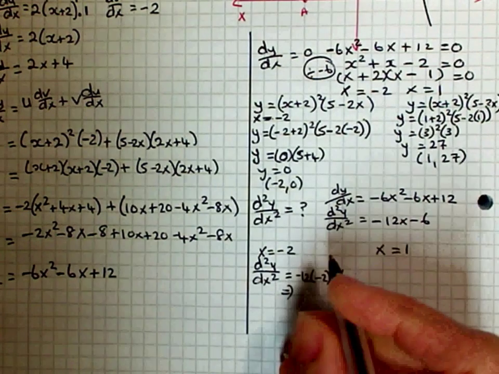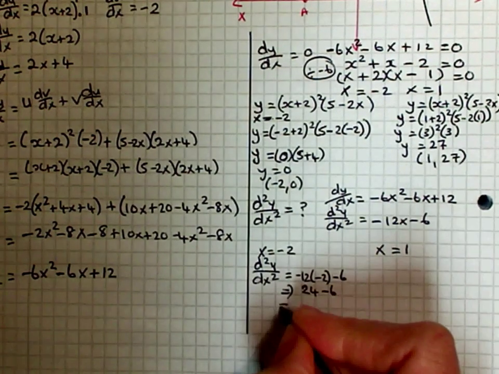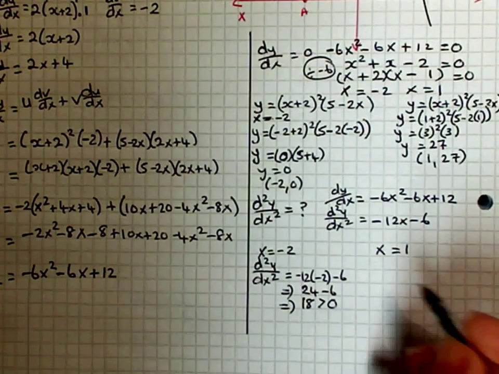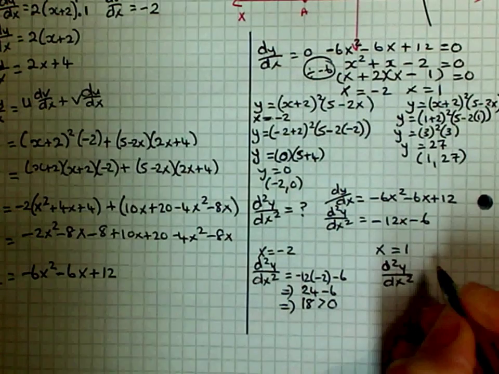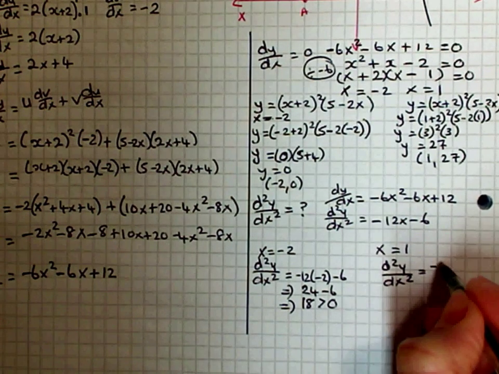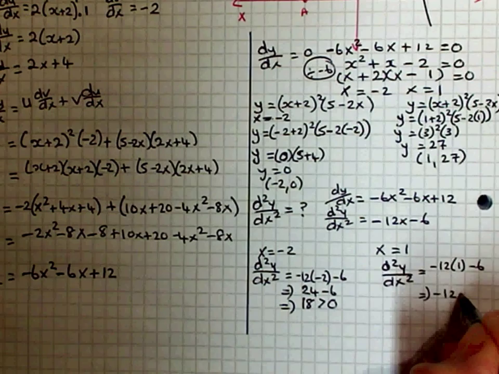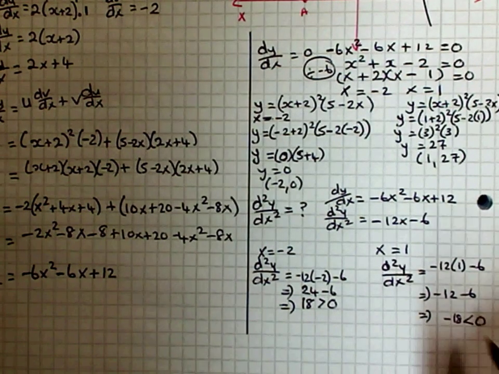So you're going to be left with 24, take away 6, which gives you a value of 18, which is greater than 0. So I'll come back there in a second. d squared y dx squared is equal to minus 12 by 1 minus 6. So minus 12 minus 6. So we're getting minus 18, and that's less than 0.